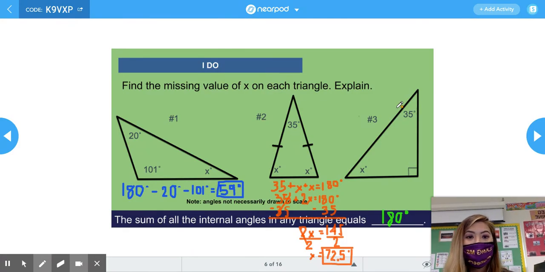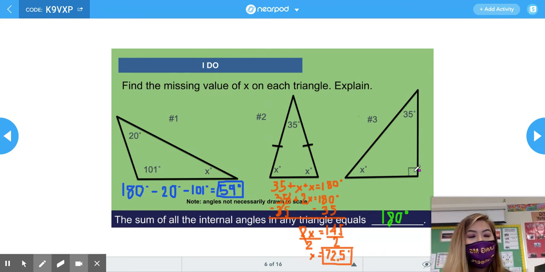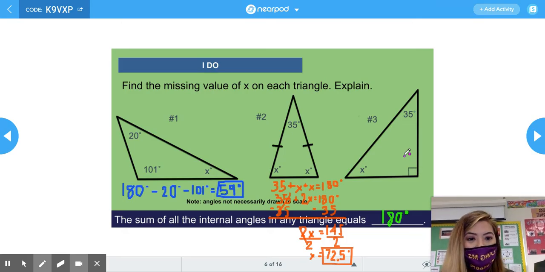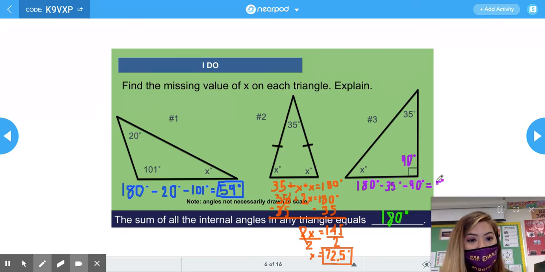And then for our last example for this first I do, we have a right angle right here. And we know that right angles are always 90 degrees. And so to solve this problem, we can just do 180 minus 35 minus 90 and that gives us 55 degrees.